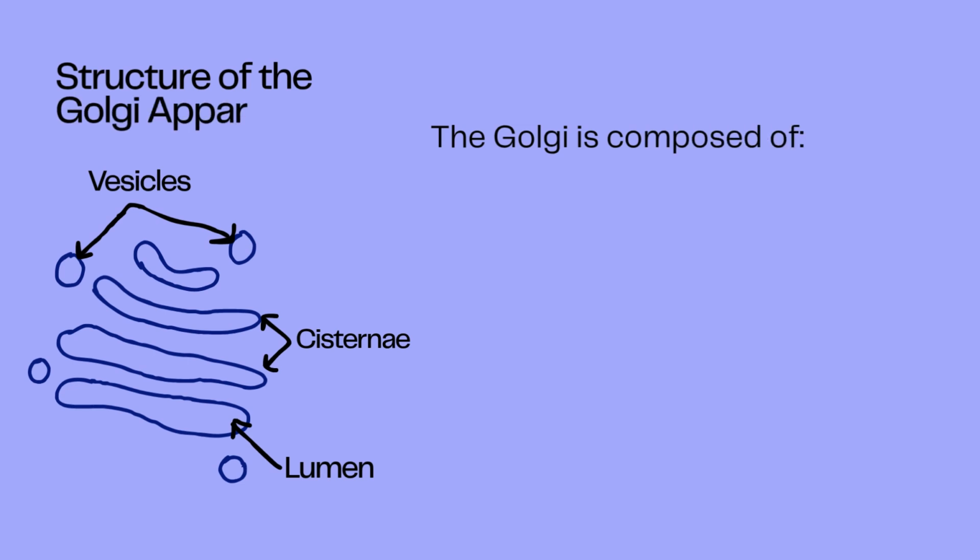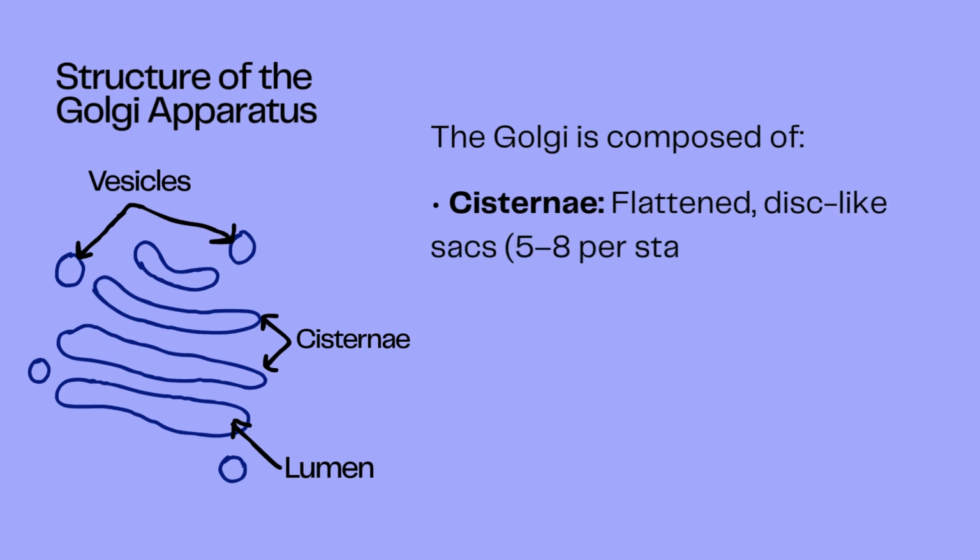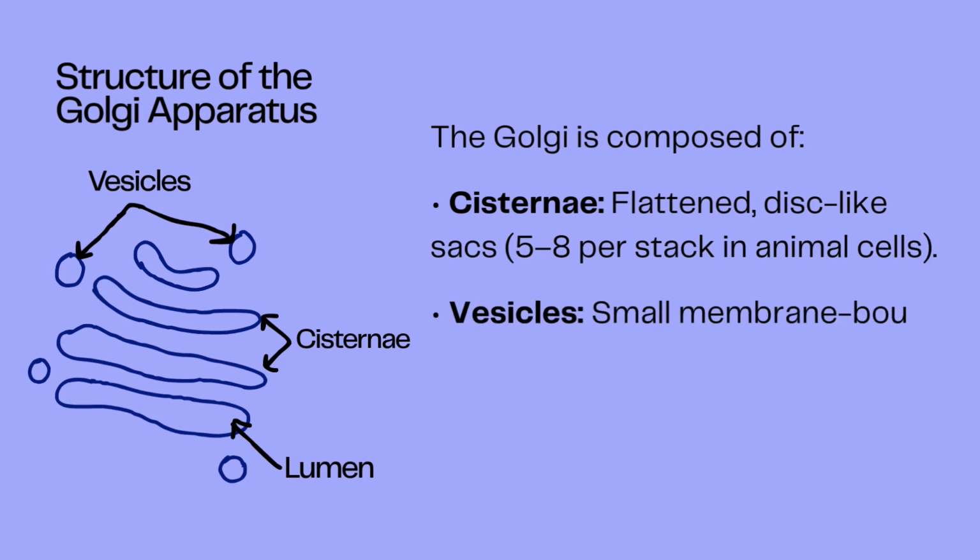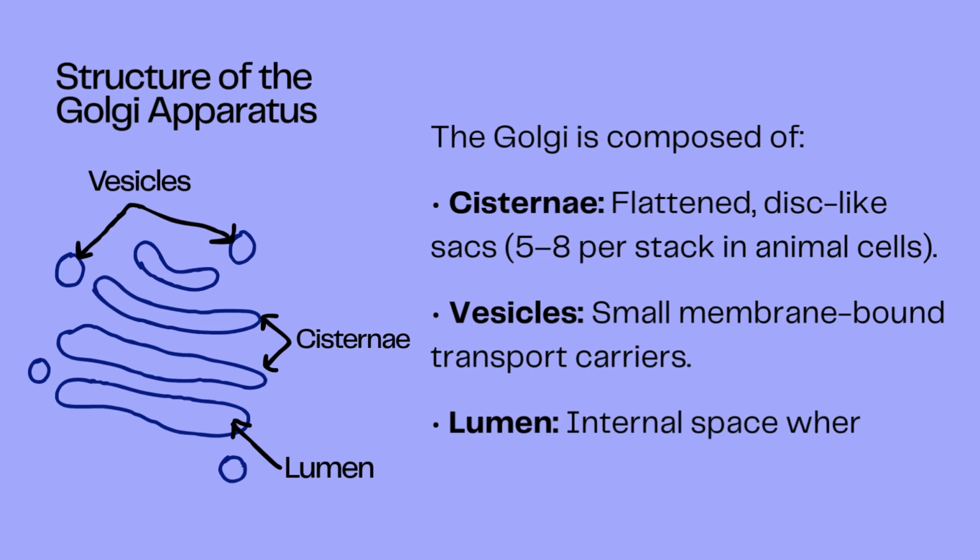Let's now look at the structure in more detail. The Golgi apparatus is made up of three main parts. First, the cisternae, which are the stack-like flattened sacs where the processing happens. In animal cells, there are typically 5 to 8 cisternae per stack. Second, we have vesicles, which are small round membrane-bound transport containers that carry proteins and lipids between compartments. And the next one is the lumen, which is the internal space inside each cisterna where the chemical modifications take place. This organized structure supports the Golgi's ability to perform complex tasks efficiently.